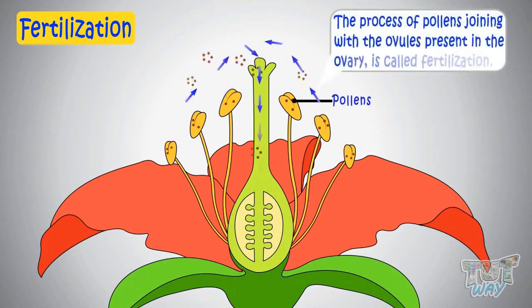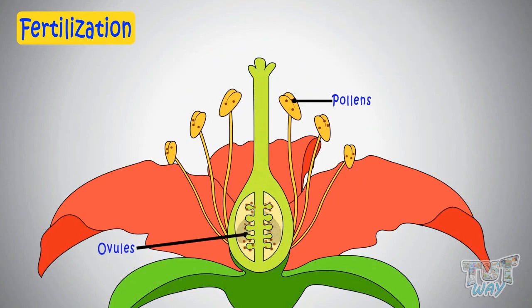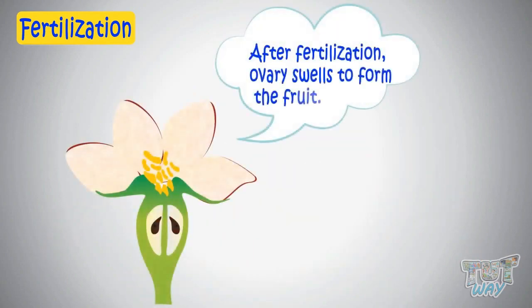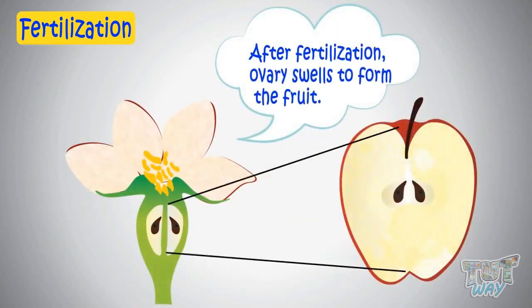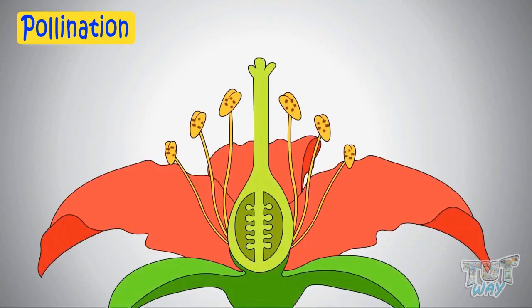So our next topic is bisexual and monosexual flowers. In most of the plants, flowers have both male and female parts. As we know, the male part is the stamen and the female part is the pistil. Such flowers are called bisexual flowers, or they can also be called complete flowers. You can give examples of bisexual flowers as hibiscus, rose and jasmine.